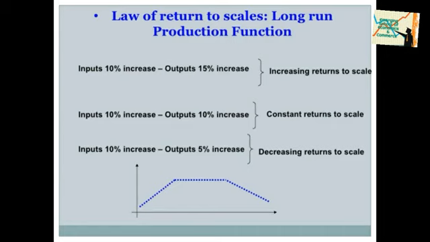So students, we come to the result that if input increases 10% and output increases 50%, it shows increasing returns to scale. When input increases 10% and output increases 10%, it shows constant returns to scale, also called a linear homogeneous production function. When input increases 10% and output increases 5%, it shows decreasing returns to scale.